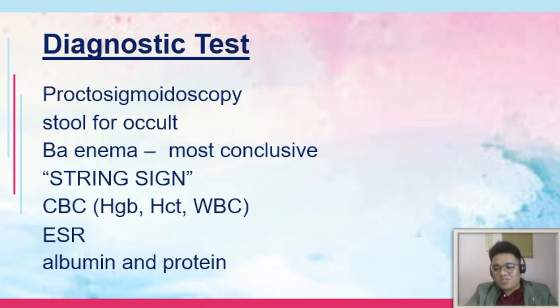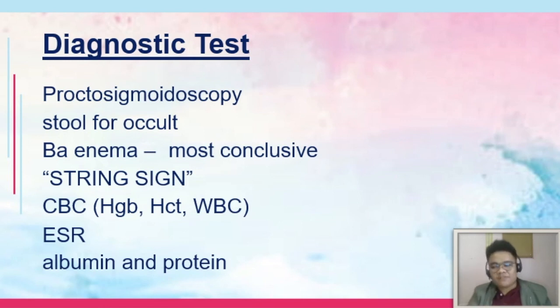Diagnostic tests, imaging study. A proctosigmoidoscopy may be done if there is involvement of your procto and sigmoid. However, that will be minimal, because we're referring to your regional enteritis. We also check stool for occult blood because after all there could be bleeding. Barium enema is still one of the most conclusive tests because it would show you the cobblestone appearance. Then you have your string sign.